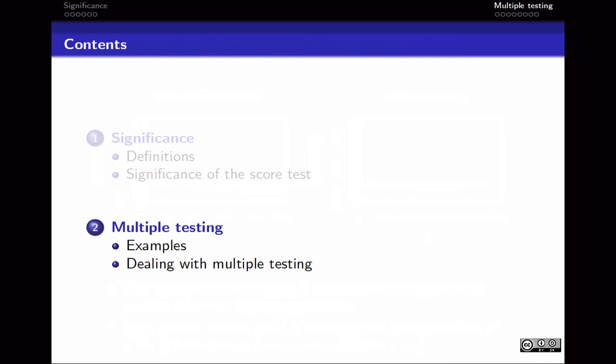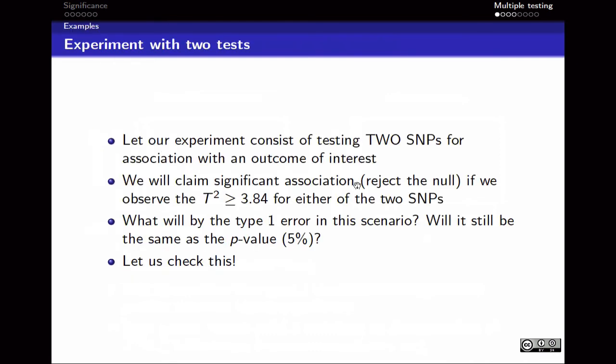Let us consider slightly more complex experiments. In the previous experiments, we were collecting data on a single outcome and a single SNP, and we would test the association between the SNP and the outcome. Now let's consider we are doing some candidate gene study and we measure not one SNP, but two SNPs. And for each of them, we compute the test statistic.